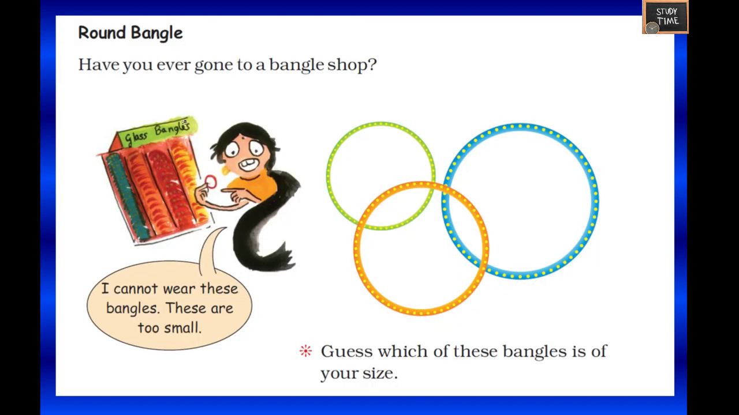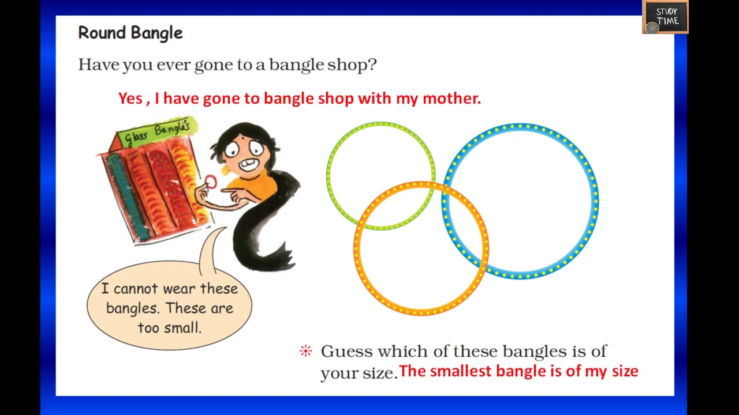Next, round bangle. Have you ever gone to a bangle shop? You can write yes or no. With whom you have gone, you can write. I cannot wear these bangles. These are too small. So after going to a bangle shop, this girl is checking which suits her. This one is small and this is the biggest one. She is a small girl, obviously this will suit her. So guess which of these bangles is of your size? You can try checking this with many bangle sizes, and you can choose one. The smallest bangle is of my size.